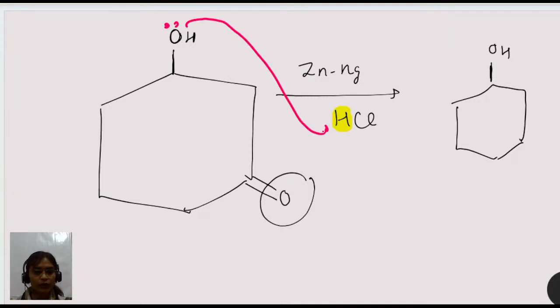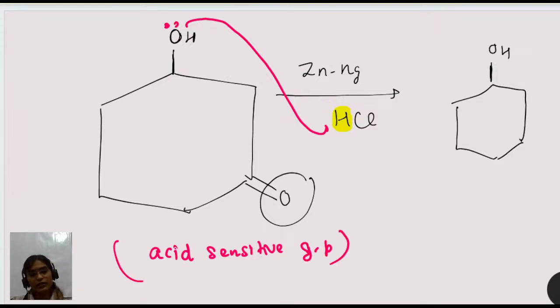As I already told you, this is the rule of chemistry: if there's a possibility of an acid-base reaction, that reaction is going to occur first. So it's an acid sensitive group. Okay, it's simply an acid sensitive group. It means it is not good for this type of reaction. No, it's not good. So let's go back and now read the statement.